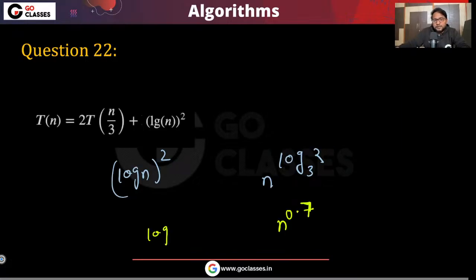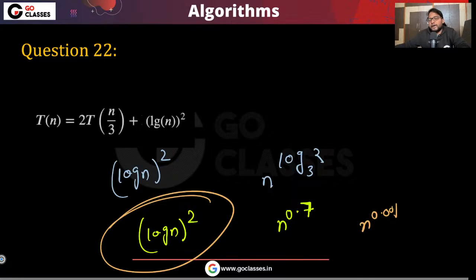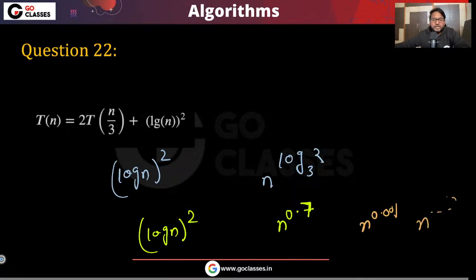Yeah, this is interesting. Tell me, is this polynomially greater? This is a very interesting question. See, n to the power even 0.001 can handle this, right? It can handle anything, it can handle log n to the power anything. So that's why the remaining will be there, and you will say it is polynomially greater. So that's why theta of n to the power 0.7 is the answer.